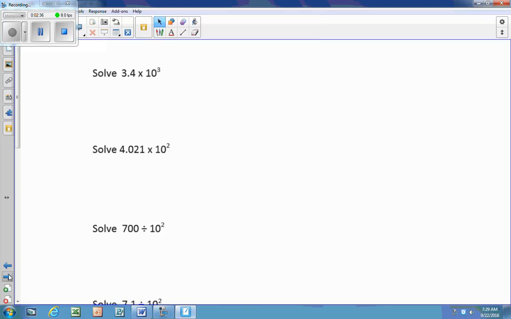So now we're going to talk about solving using these exponents. It's just like when we were jumping with zeros, we're now just jumping because the exponent equals the number of zeros. We can do this the same method we had been doing. So we're going to rewrite the first factor, which is 3 and 4 tenths. We're multiplying. It's telling me to go to the right. And my exponent is a 3, so it's telling me to jump 3 times to the right.